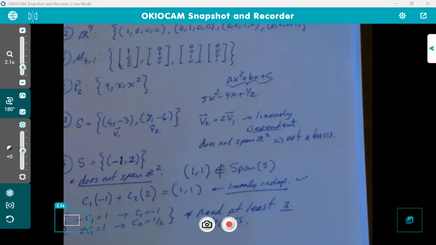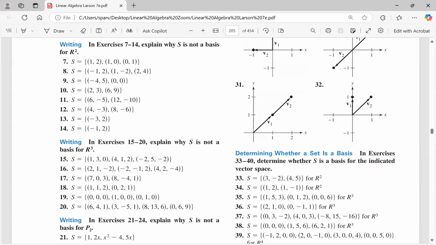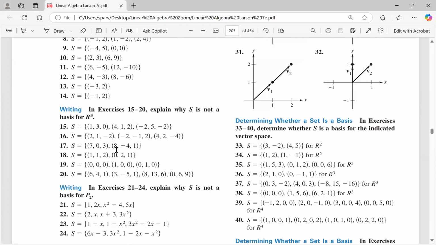Now let's take a look at the next problem in here. How about number 20, for example. It says explain why S is not a basis for R3. Remember R3, so we need exactly 3 vectors to span it. So 15 is a potential, 16 is a potential, 17 is not. It doesn't span, you only have 2 vectors, and we need 3. 18, 2 vectors, doesn't cover it. Number 20, I have 1, 2, 3, 4 vectors. I've got 1 too many, which means some of these vectors are linear combinations of the others.